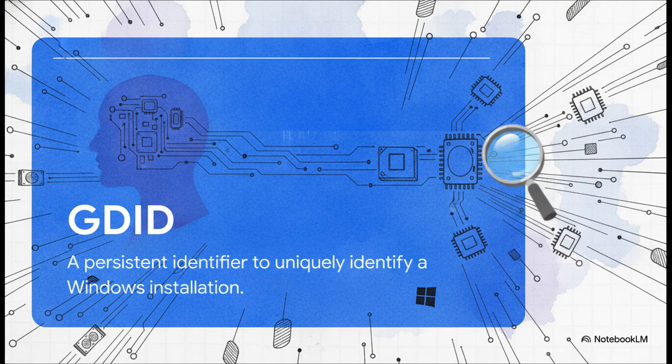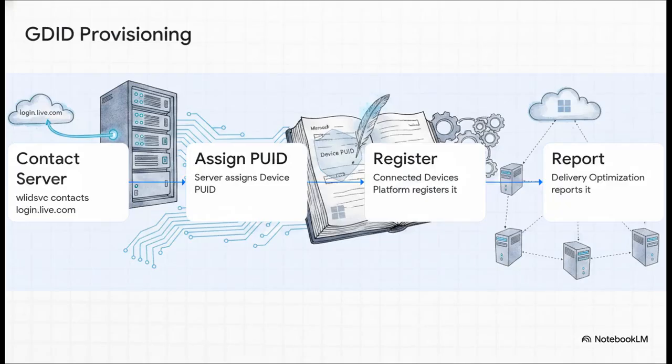Basically, it is permanently assigned to your computer the exact moment you install Windows or sign into a Microsoft account. It survives Windows updates, and it quietly links all your online activities on that machine back to one single identity. So, how does it actually get onto your computer? When Windows provisions a device, a background system service called wlidsvc contacts login.live.com. The server, not your local machine, but the server, assigns what's called a device PUID. This little string of text gets buried in your registry.